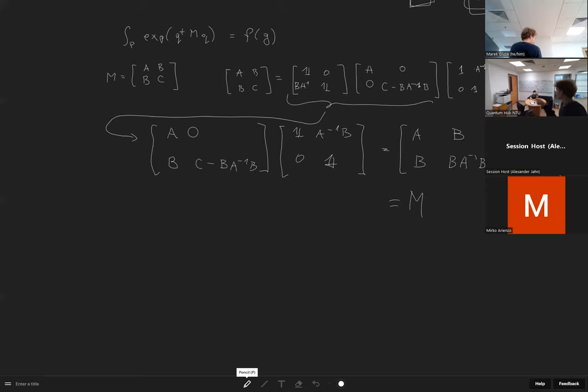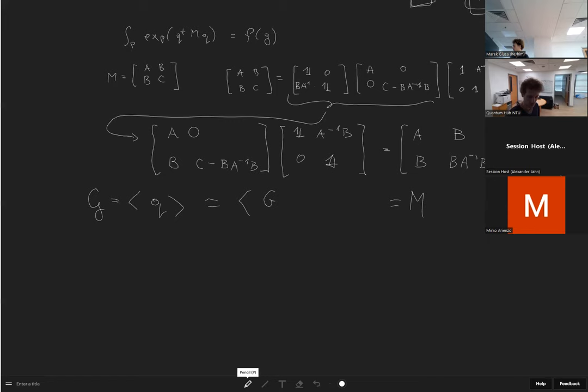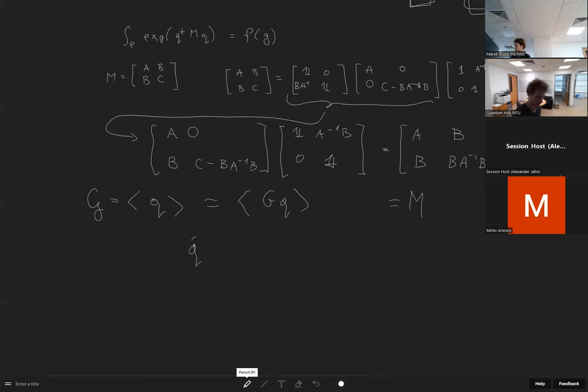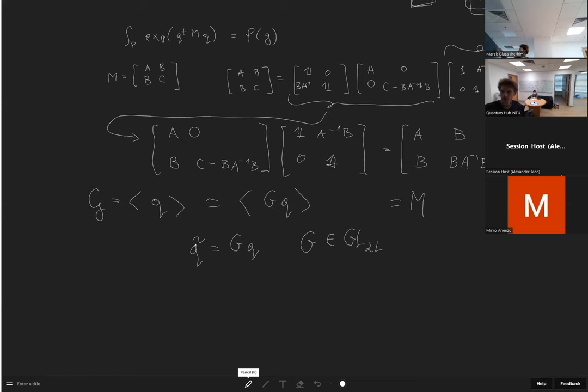And in previous sessions, we were saying that a Grassmann algebra, which is generated by some generators Q, is the same as applying an invertible matrix to Q. So I could define Q tilde as a matrix multiplication of Q, and G has to be invertible onto L. If I have this, I have the same Grassmann algebra, and basically we will be using this matrix. So let's call this one Q.